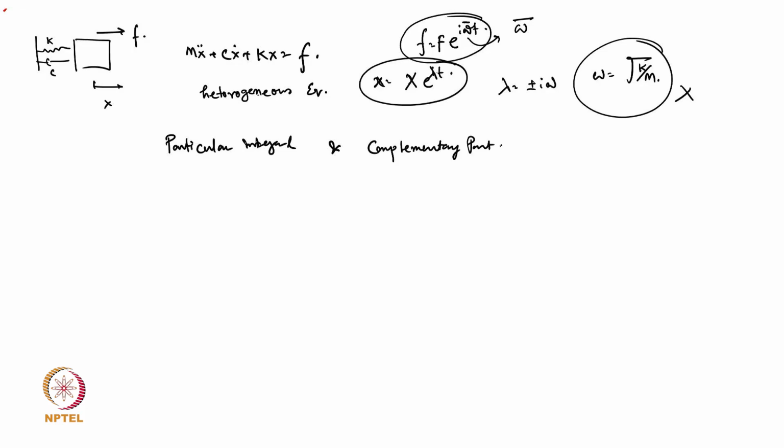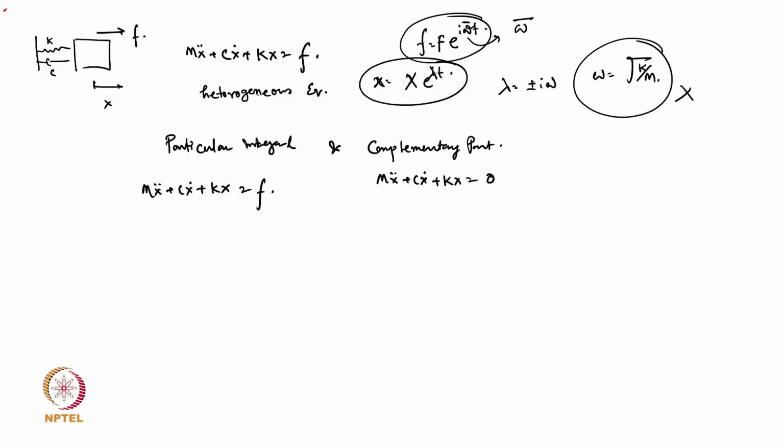Very good. So what is the complementary part? The complementary part is the homogeneous version of it. So the complementary part will be nothing but mx double dot plus cx dot plus kx equal to 0. That is the complementary part. And what is the particular part? The particular part will be mx double dot plus cx dot plus kx equal to your force. The forced vibration part is the particular part.